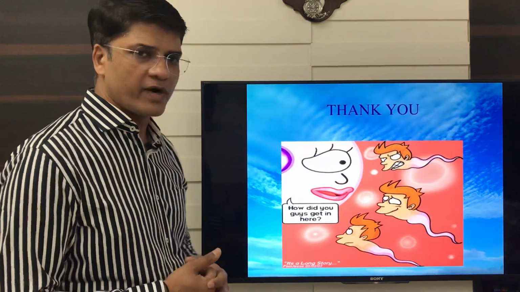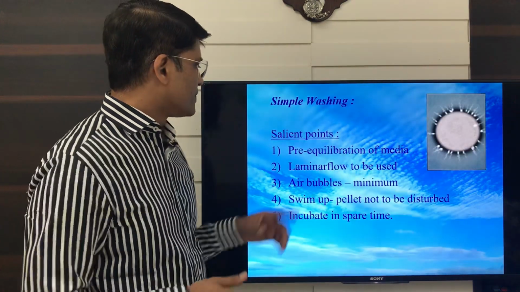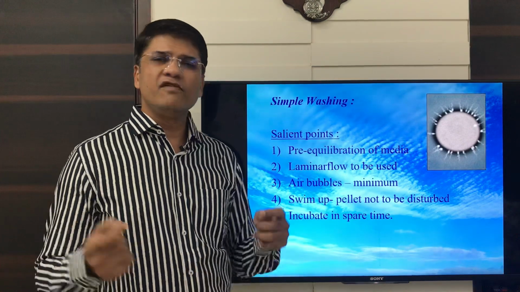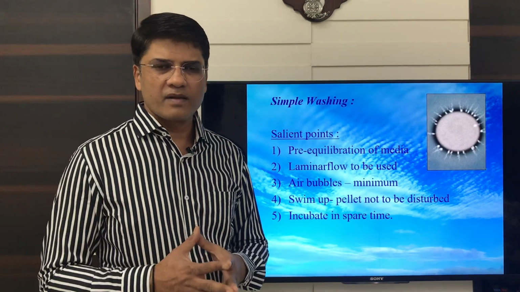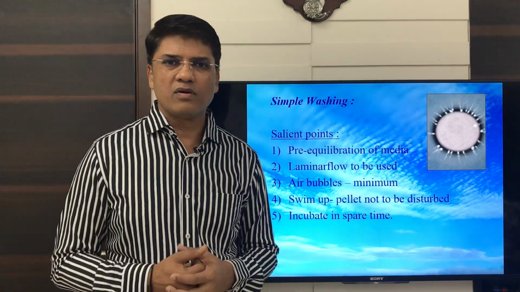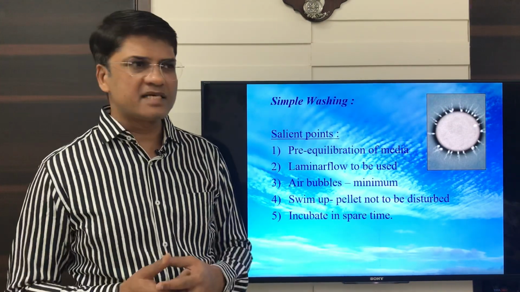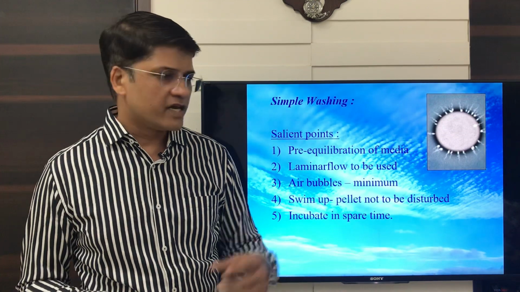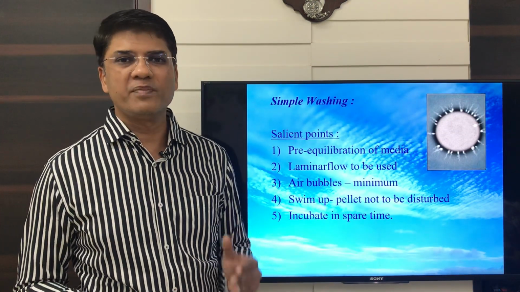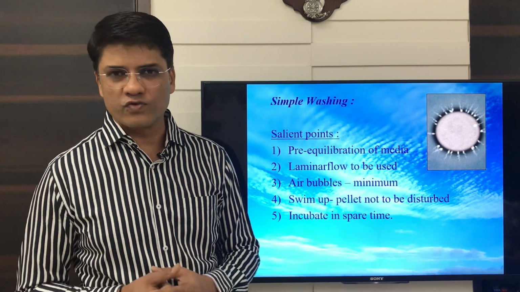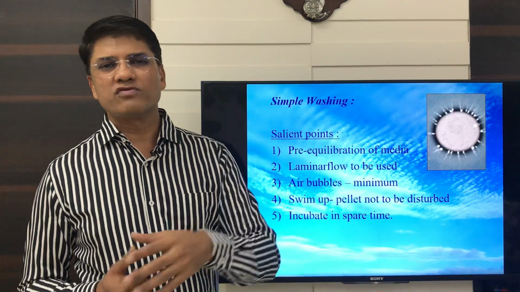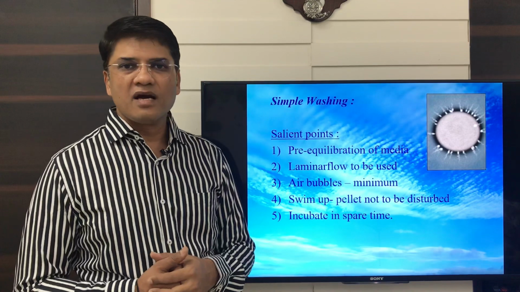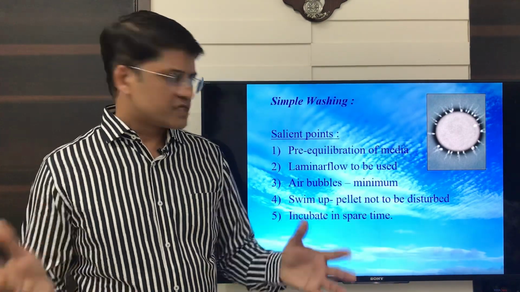Now there are a few salient points. Back please. Pre-equilibration of media is very important. You are supposed to do semen processing, your gynecologist has sent the patient, and you take out the media from the freezer and utilize it. No, it has to be pre-equilibrated for at least an hour or two. The temperature of that media has to be around 32 to 34 degrees Celsius at least. Laminar flow is to be used. Why? Because we have to keep the environment sterile.